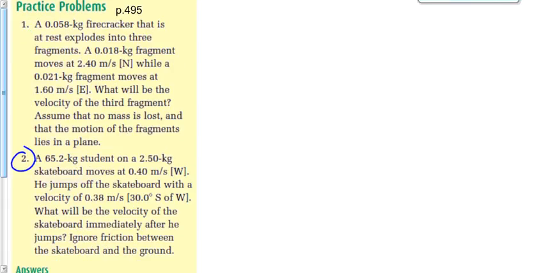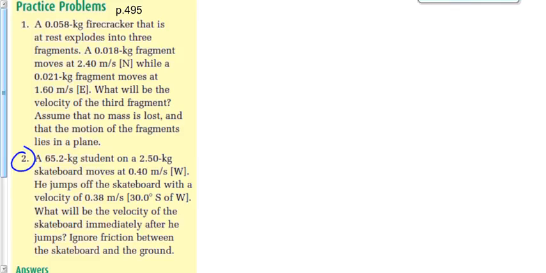Number 2 on page 495 says a 65.2 kilogram student on a 2.5 kilogram skateboard moves at 0.4 meters per second to the west. So you got this combined thing, student and skateboard, moving to the west. He jumps off the skateboard at 30 degrees south of west, and the skateboard goes off in some other direction. So he goes off in this direction, the skateboard goes off in some other direction.